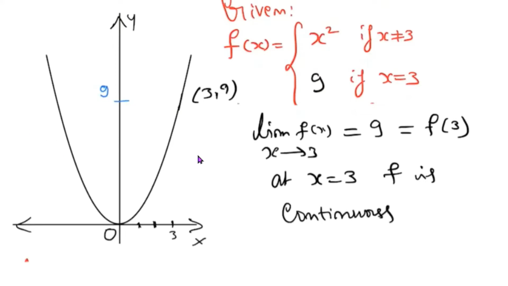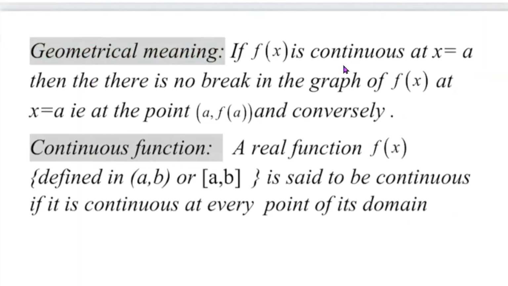So in other words, the curve has no break at x equal to 3. Geometrical meaning: if f of x is continuous at x equal to a, then there is no break in the graph of f of x at x equal to a, that is at the point a, f of a. Conversely, when the curve has no break at the point a, f of a, the function will be continuous at x equal to a. So this is defining continuity at a particular point.